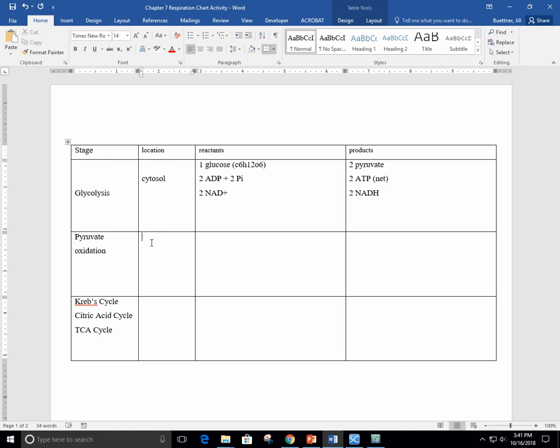Now the second stage of cellular respiration is pyruvate oxidation. That occurs in eukaryotes in the mitochondrial matrix, which you may recall is the very innermost space of the mitochondrion. In prokaryotes, it just happens at the membrane, at the cytoplasmic membrane or the plasma membrane.